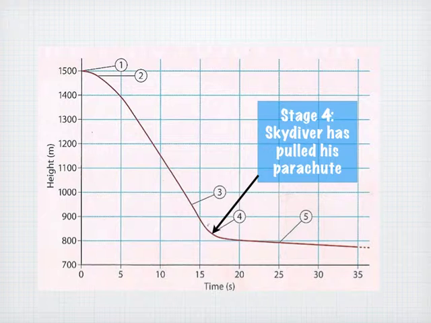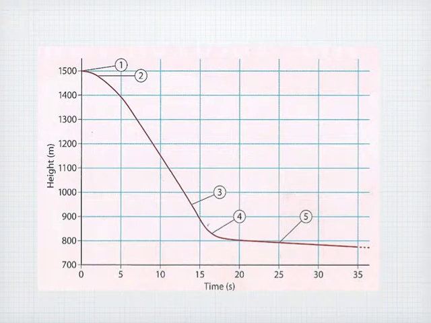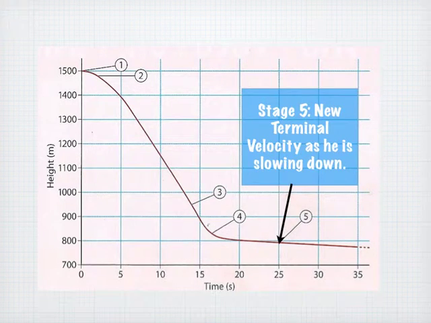Stage 4. Skydiver has pulled his parachute. New terminal velocity as he is slowing down.